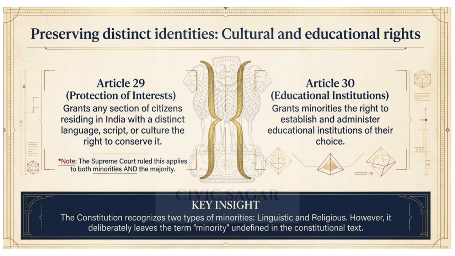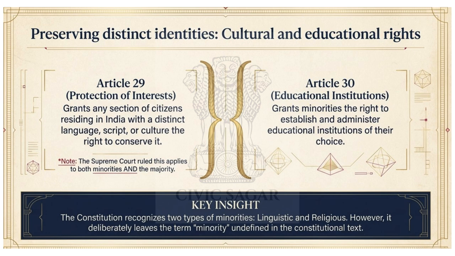Next, we look at how the Constitution preserves the vibrant diversity of India through Articles 29 and 30. Article 29 focuses on the protection of interests. It grants any section of citizens residing in India, who have a distinct language, script, or culture, the absolute right to conserve it. While this is usually thought of as a minority right, the Supreme Court clarified a major detail. Article 29 applies to both minorities and the majority community.